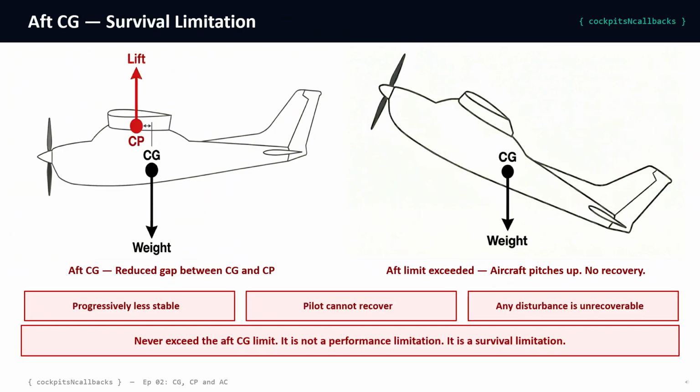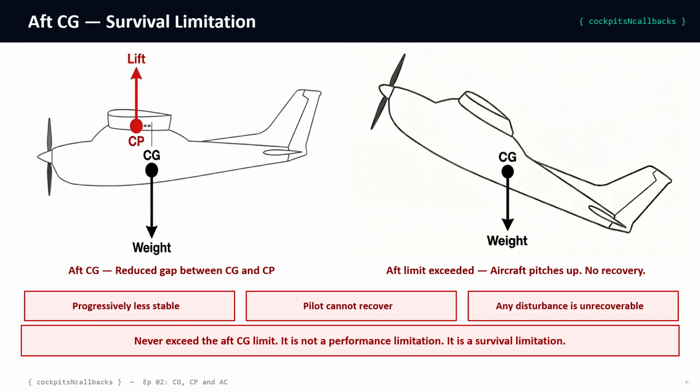On the left, CG has moved rearward, and look at how close the red CP dot and the black CG dot now are to each other. As CG moves toward CP, that gap shrinks, stability reduces, and the aircraft becomes progressively less willing to return to level flight after any disturbance.